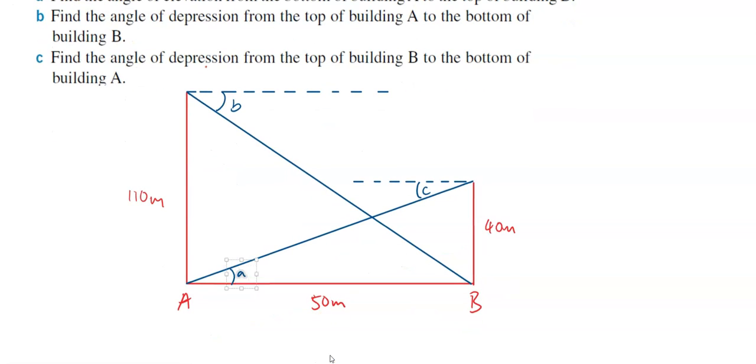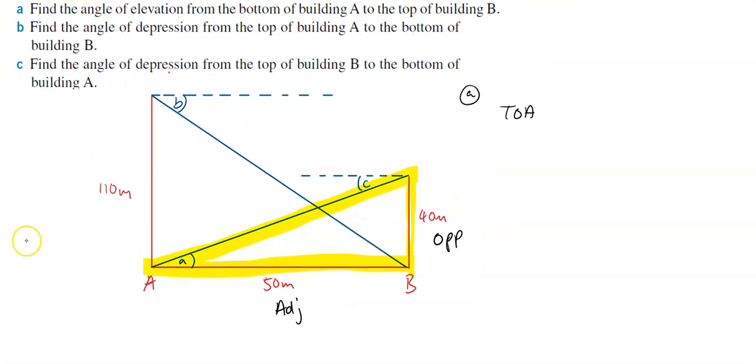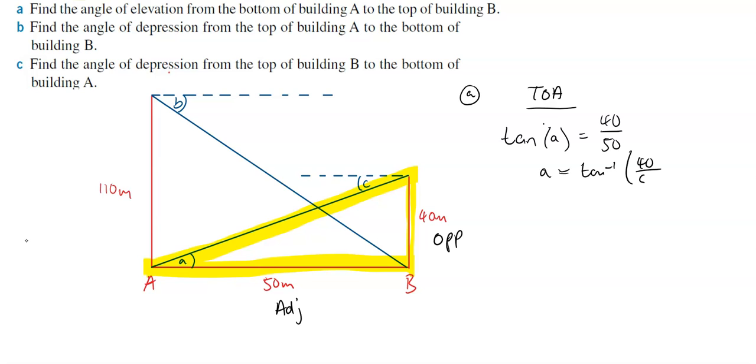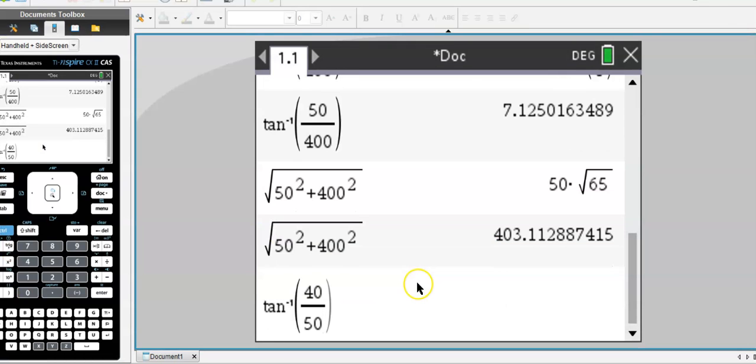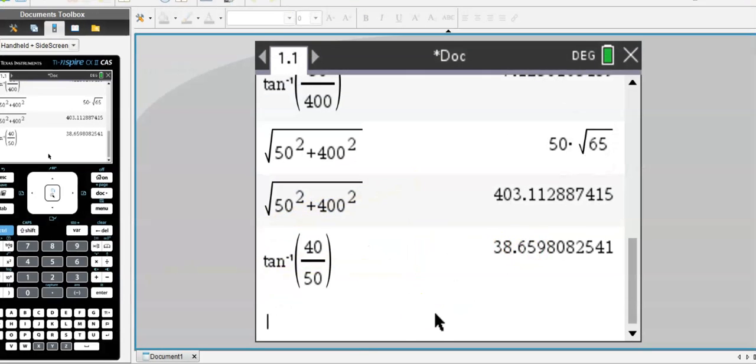Alright, so we're ready to start. Just going to move these in there so it's clear. Okay, so the first one we're finding is A. So if we look at A, we've got this triangle here to focus on. And we've got two sides. For this triangle, we'd label that as opposite and adjacent. So that's going to be using TOA. So this is for part A. Tan A equals opposite over adjacent. A is the inverse tan of that ratio. And it doesn't specify what level of accuracy, so I'm going to do to the nearest whole number.